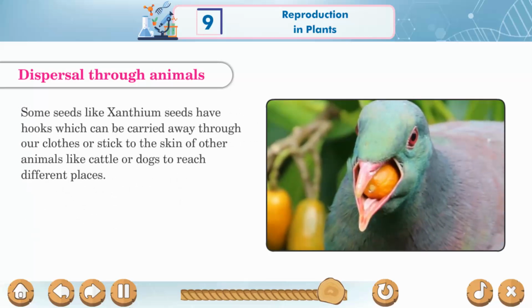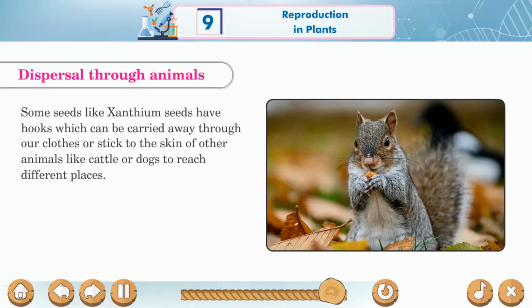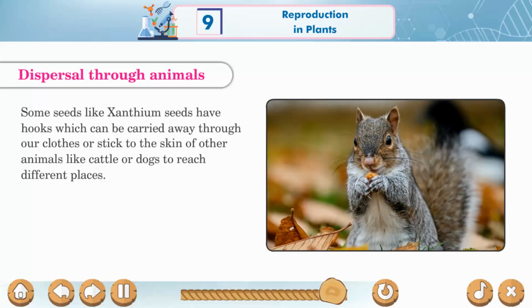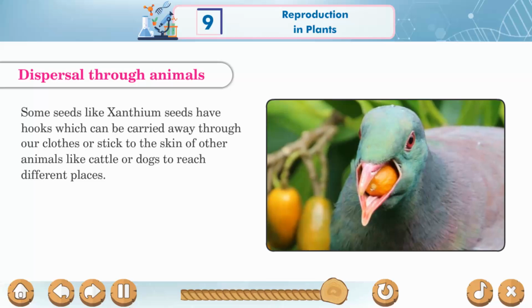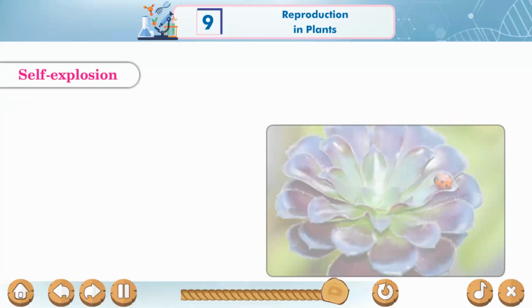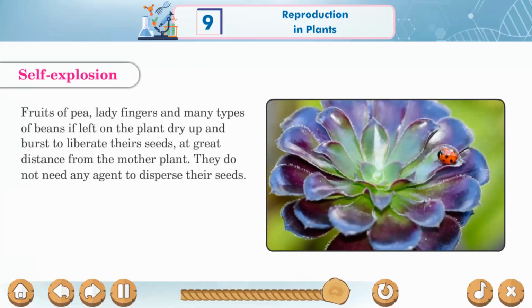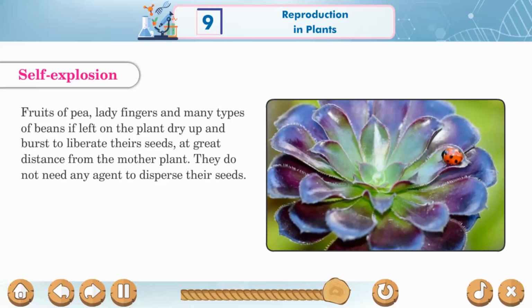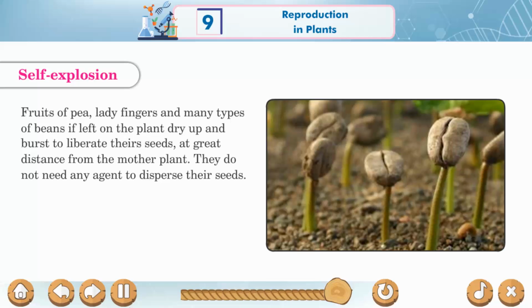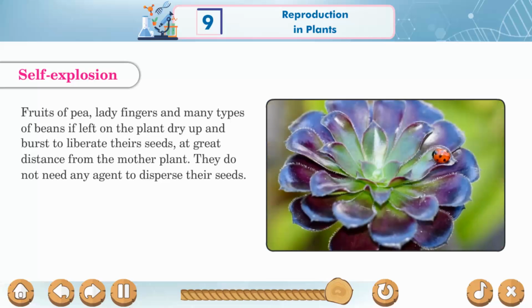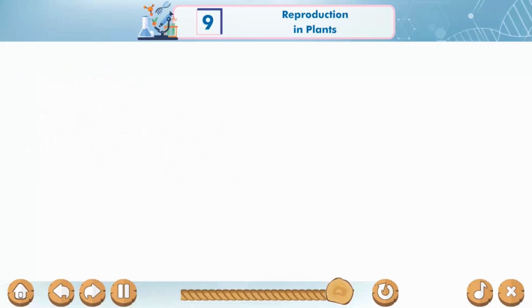Some seeds like xanthium seeds have hooks which can be carried away through our clothes or stick to the skin of other animals like cattle or dogs to reach different places. Self-explosion. Fruits of pea, ladyfingers and many types of beans, if left on the plant, dry up and burst to liberate their seeds at great distance from the mother plant. They do not need any agent to disperse their seeds.